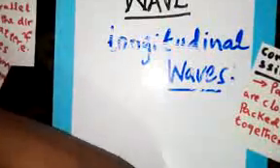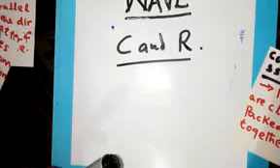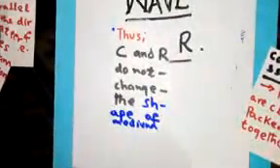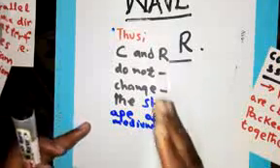Apart from that one, we can now look at this point here, which is saying compression. You have discussed compression and rarefactions do not change the shape of the medium. The medium remained to be the same. The medium remained to be what? The same. But what changes there is pressure and density.